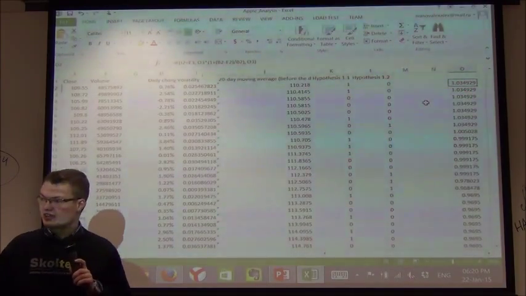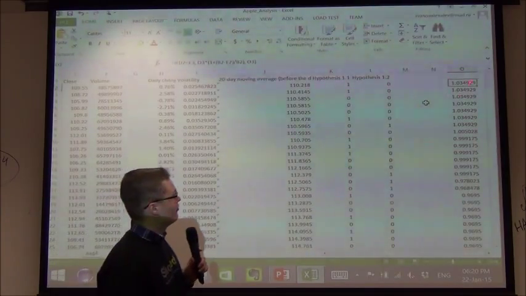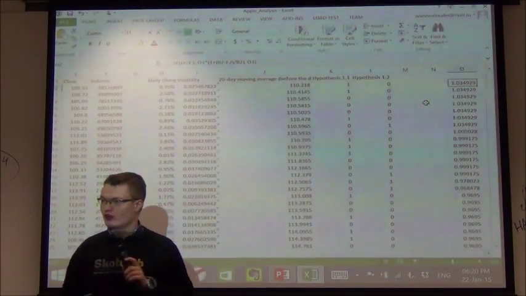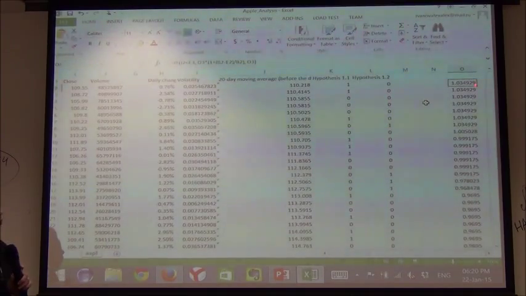What does it mean? It means that we tested our strategy on historical data and we got approximately 3.5% of profit. So we started with 1 and ended up with 1.0349.